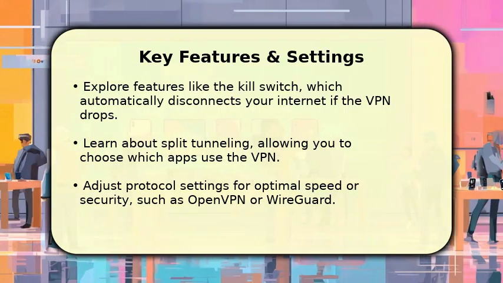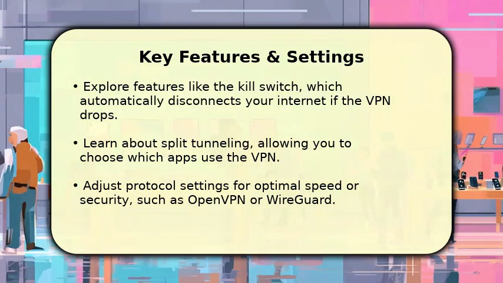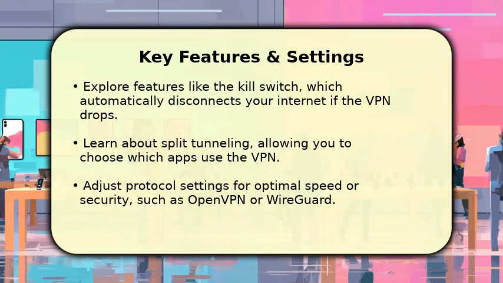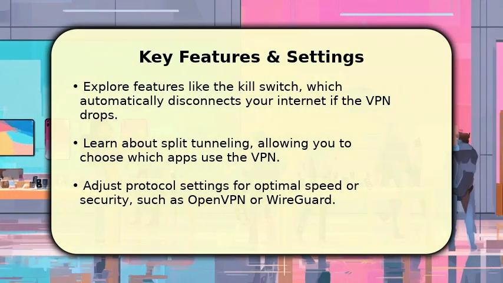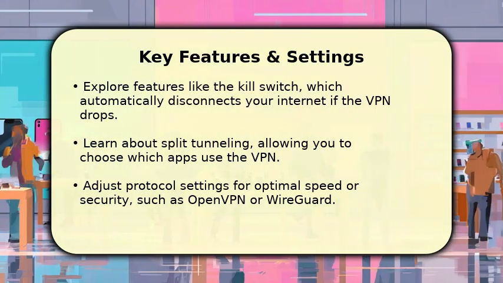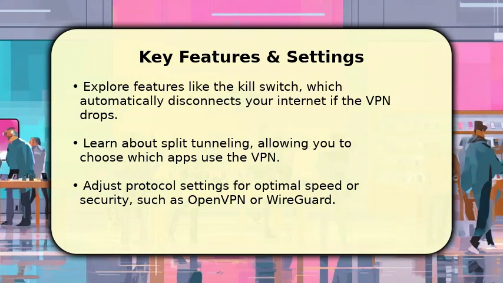You can also utilize split tunneling to decide which applications use the VPN and which don't. Dive into the settings to choose different protocols like OpenVPN or WireGuard for varying speeds and security levels, and set up AutoConnect for constant protection.